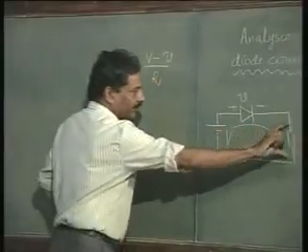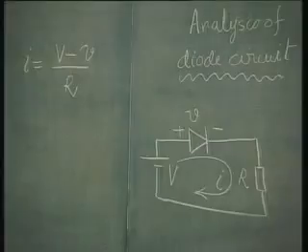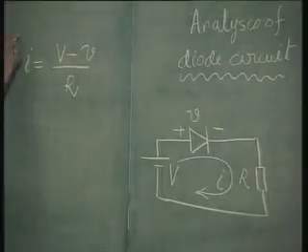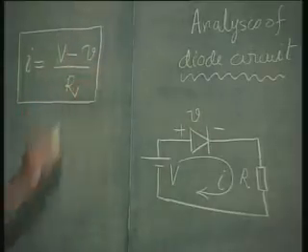That is the drop across the resistance, V minus V, and that divided by R is the current through the circuit. This is an exact equation, an important equation, which is followed all the time.